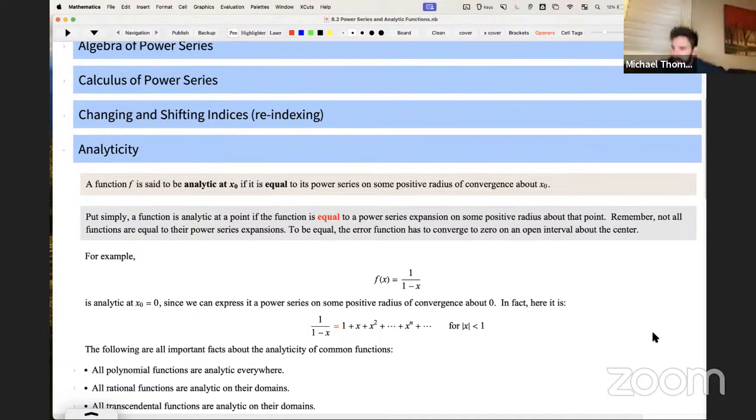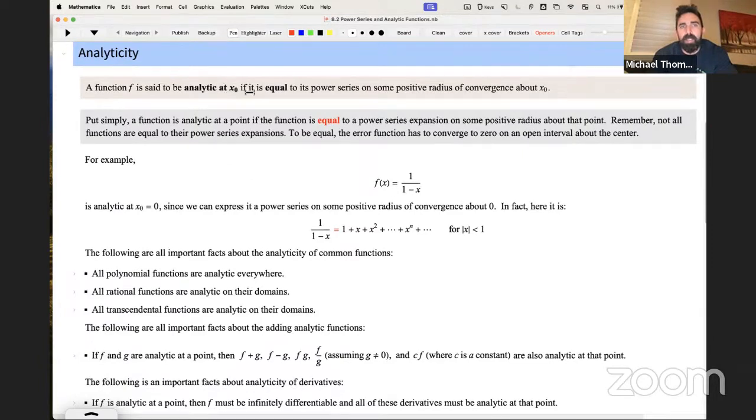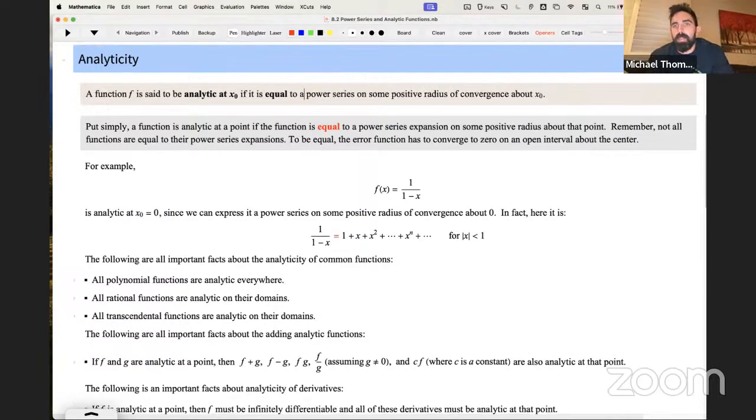So I've used this phrase analytic before, and I've kind of used it roughly. I think I've used it with you guys, to mean that you can express the function using math basically. But the word analytic has a specific meaning in mathematics. So we say that a function is analytic at a point x naught if the function is equal to a power series on some positive radius of convergence about that point.